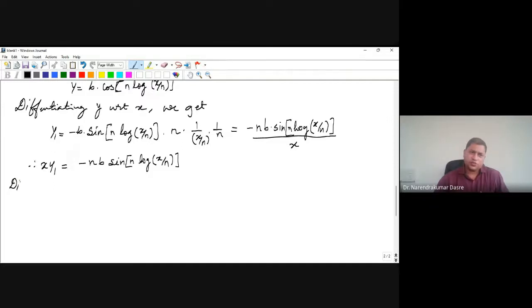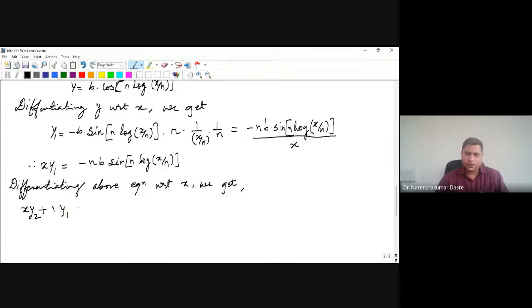Now differentiate this because we want y2. So we have to differentiate this again. Differentiating the above equation with respect to x, we get, using the u into v rule: x as it is, you will have y2, plus the derivative of x which is 1 and this is y1, is equal to. Now this minus nb remains as it is, and the derivative of sine will be cos of n log of x by n, into n, into 1 upon x by n, into 1 by n. Is that okay?